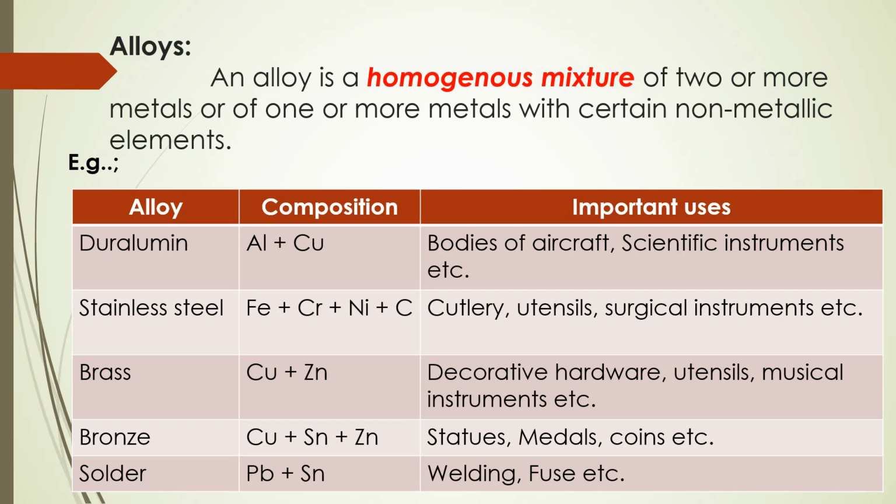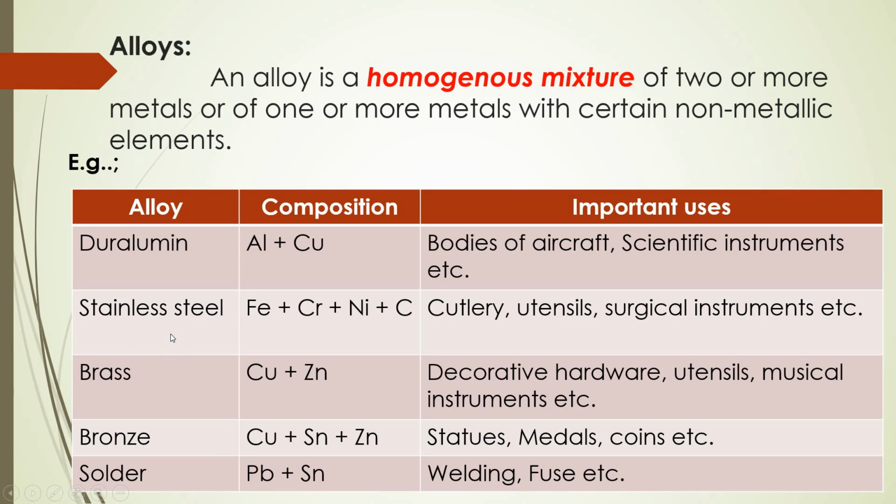Duralumin. Duralumin is an alloy of aluminium and copper, and it is very strong, light, stable, and does not get rusted. Therefore, it is used in making bodies of aircraft, scientific instruments, etc.